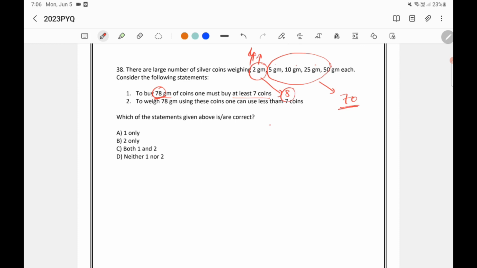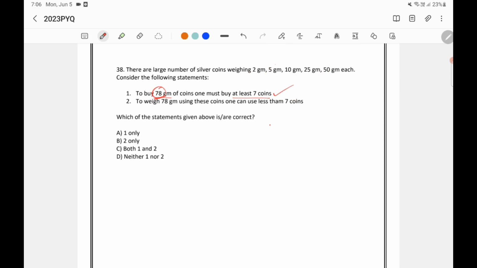Now for 70, how can I make it? I can use a 50 coin. Then if I take a 25 coin, it's going to be 75, so I'm not going to take the 25 coin. Then I can take 2 10 gram coins, 10 and 10. Then it will become 70. That is the minimum possibility. So here 3 coins I have used and 4 coins I have used here. So total it is 7 coins. So at least 7 coins are required. Okay, so this statement is correct.